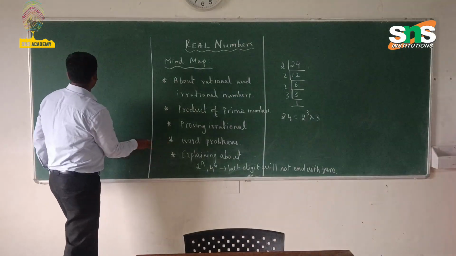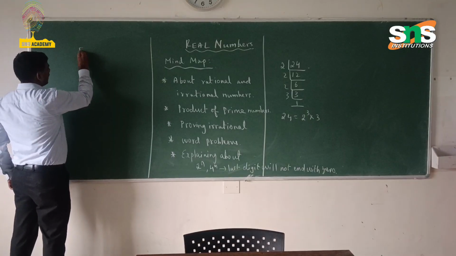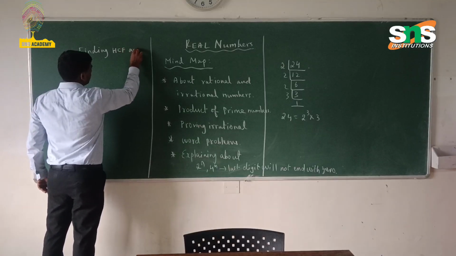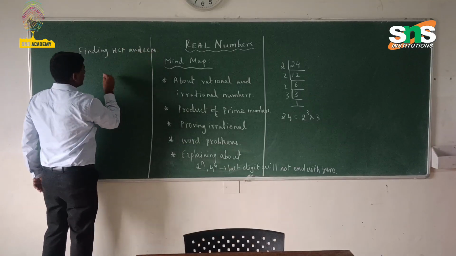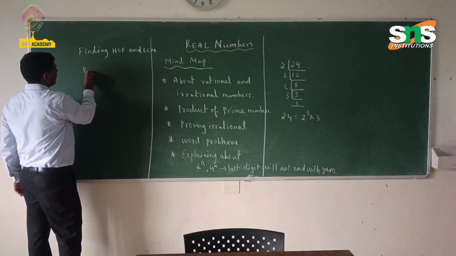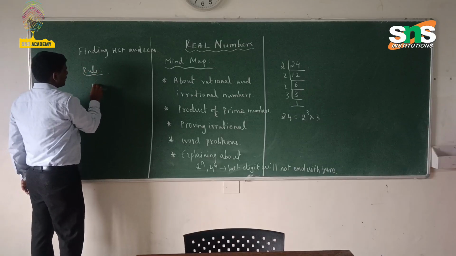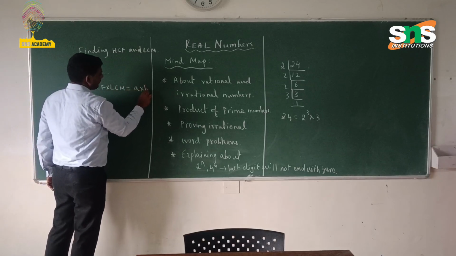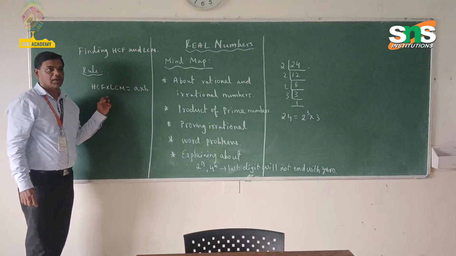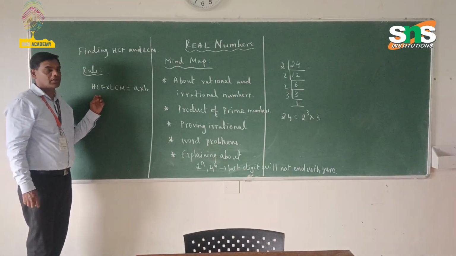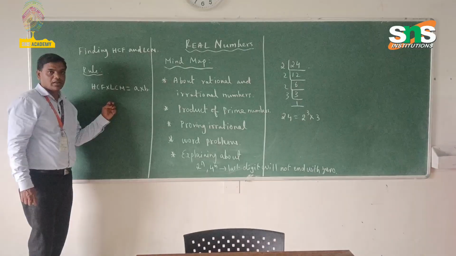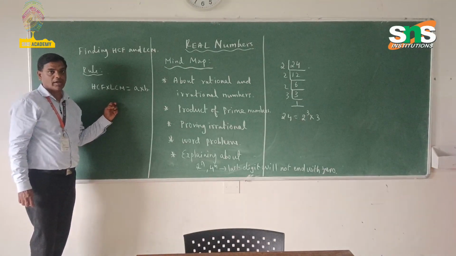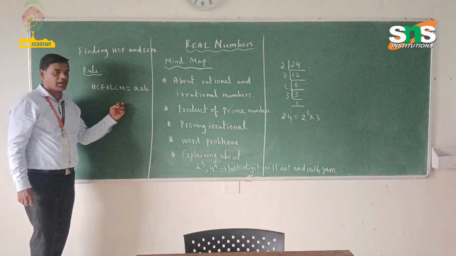So based on the work problem, we will be finding HCF and LCM, and we check the rule. The rule is HCF into LCM is equal to the product of two numbers. Okay. This rule is applicable only for two numbers. If two numbers are given, we can use this rule. This rule is not applicable for more than two numbers. If you are taking three numbers, we can't use it.